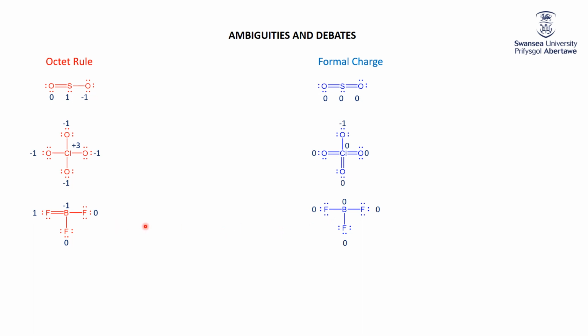As far as we're concerned in this class, it is still a debate. It is still ambiguous. Depending upon whom you listen to, you can find people who say there's experimental evidence for the octet rule version, there's experimental evidence for the formal charge version. The truth is you can argue the experimental evidence both ways.